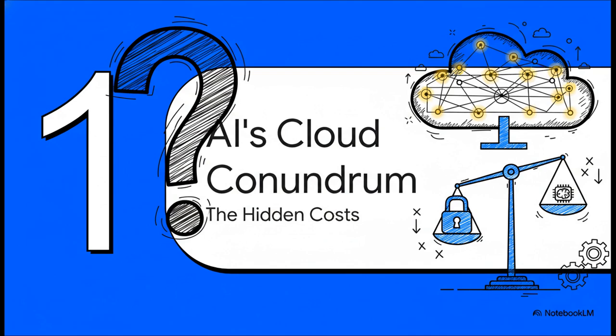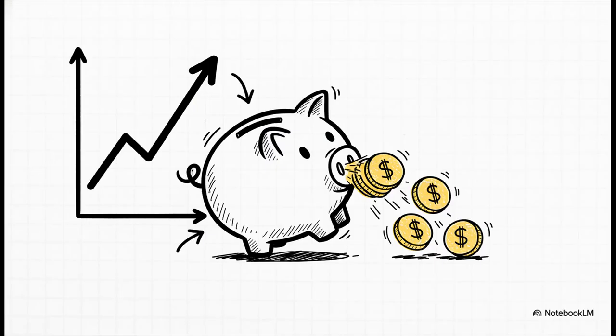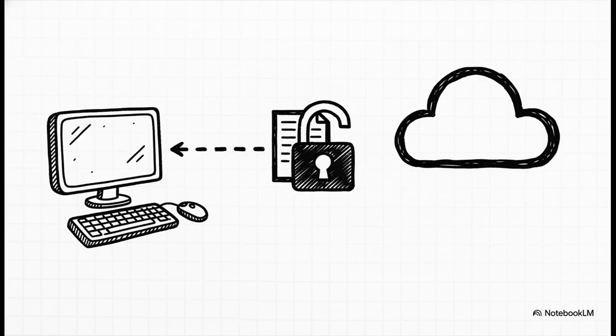All right, let's dig into this cloud conundrum. I mean, what are the hidden costs? What are the trade-offs we've all been making to get access to these incredible models? It really boils down to a few key things. First up, and this is a big one, the cost. I mean, the bill. Every single API call, every token it generates, every little query you send to a cloud service, it all adds up. It's this pay-as-you-go world that can get really, really expensive, especially if you're just trying to experiment or build something big.